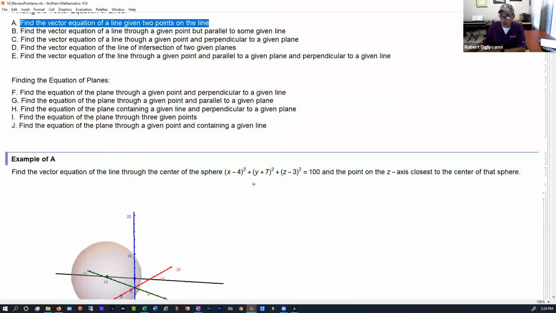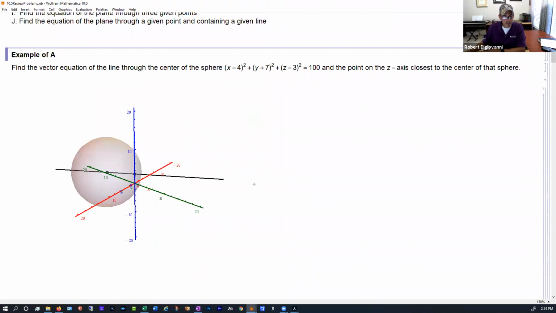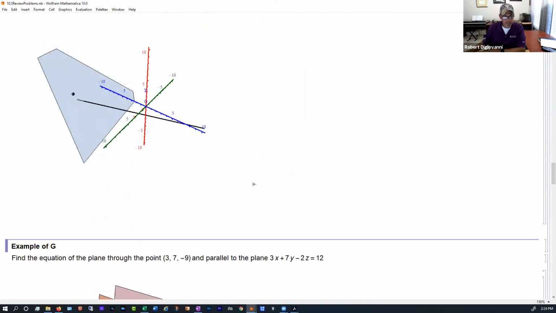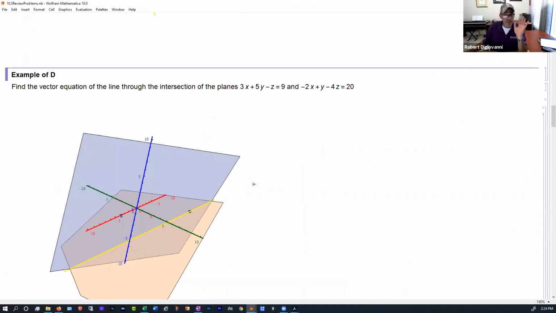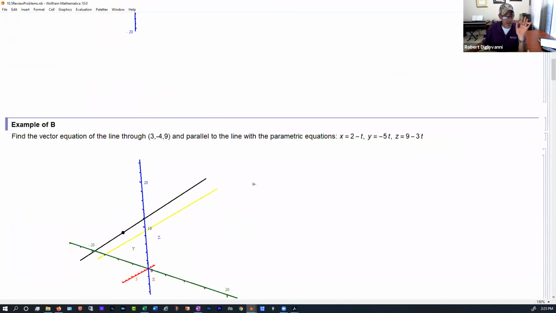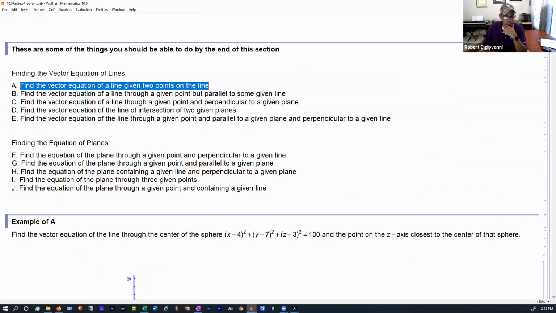And these are the problems that I want you to do. There's examples A through J. Okay. Now let me show you, this is not as straightforward as you think it is. All right. So look at this first problem.